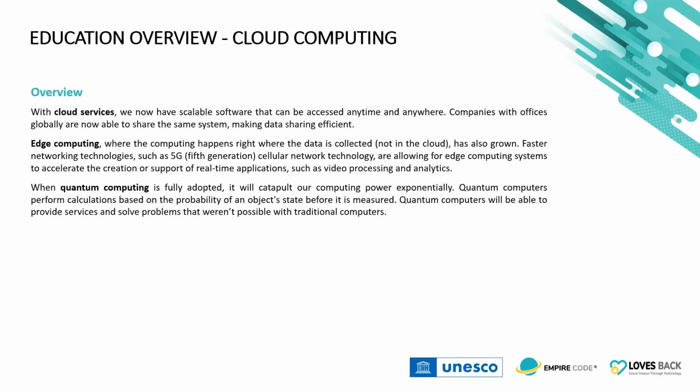Now, what is edge computing? Edge computing is where the computing happens right where the data is collected and not in the cloud. This is even faster. You need 5G here. For example, the 5G cellular network technology allows edge computing systems to work. It is required to have real-time applications on the spot getting pushed to the cloud.